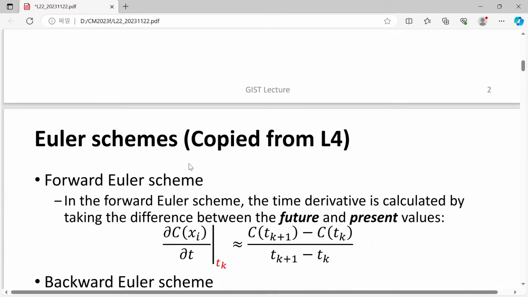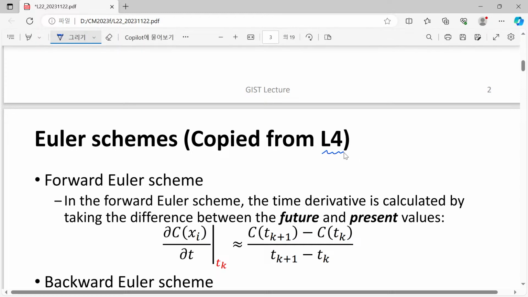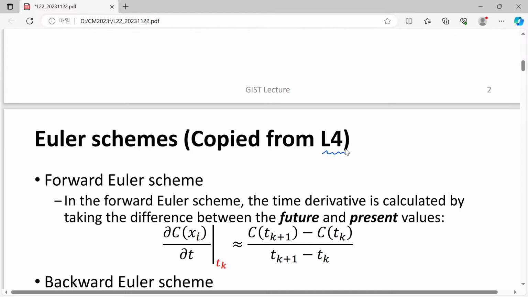So this slide is copied from our previous lecture 4. Do you remember lecture 4? Lecture 4 was devoted to the diffusion simulation. At that time, although the problem was not semiconductor device simulation but process simulation, anyhow we did certain transient simulation.